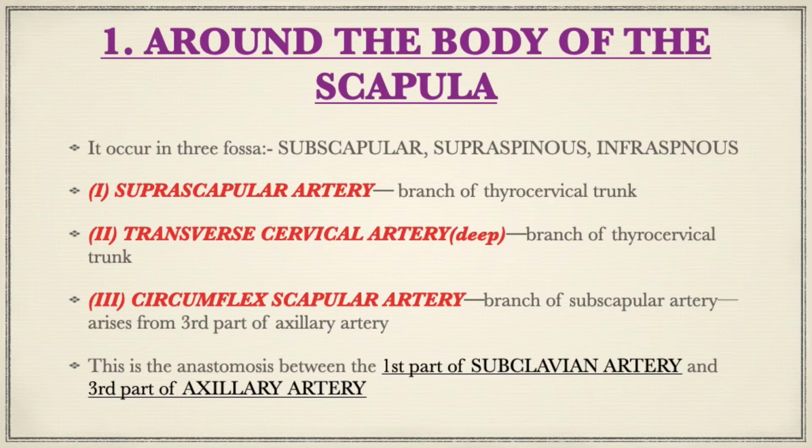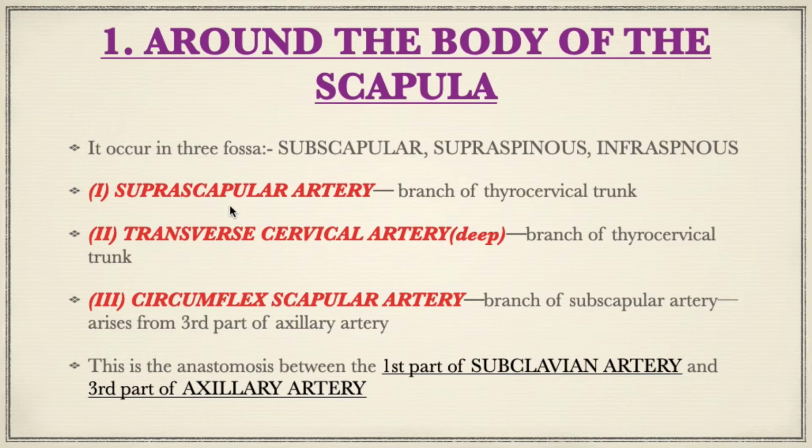Okay, so the anastomosis around the body of the scapula. So we know in the body there are three fossae, right? That is the subscapular fossa, supraspinatus fossa and infraspinatus fossa. You already know these three fossae locations. So you will get this anastomosis around these three fossae.